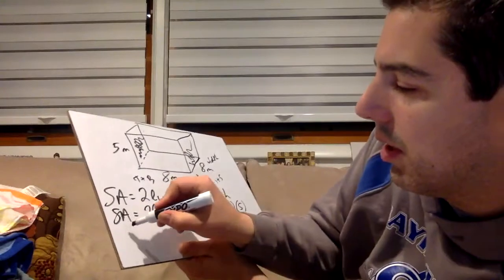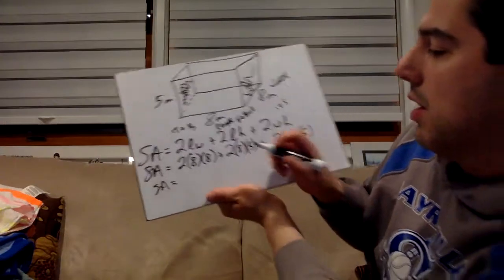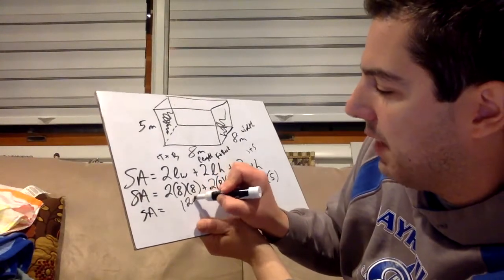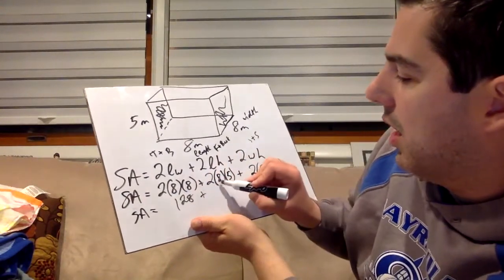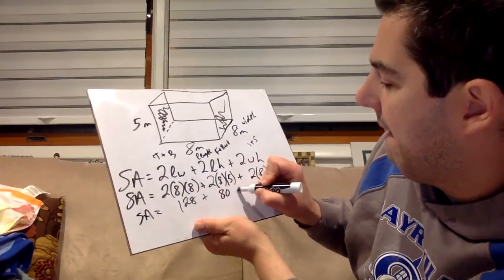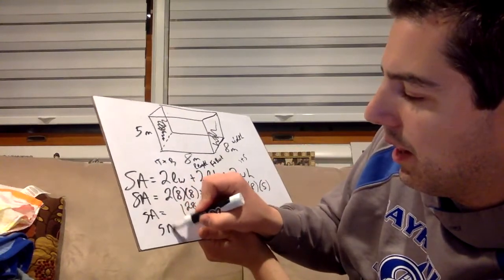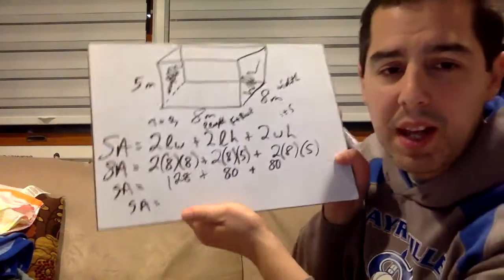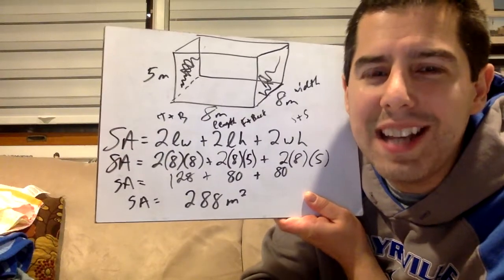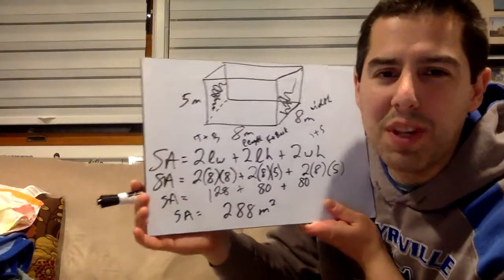So it's 4 lines of work, by the way. So it's 2 times 8 times 8, so that's 128. 2 times 8 times 5 is 80. And I know it's 80 again. Then I add them all up. And for my final answer, I'll get 288 square meters. And it's square meters because we're working with area.